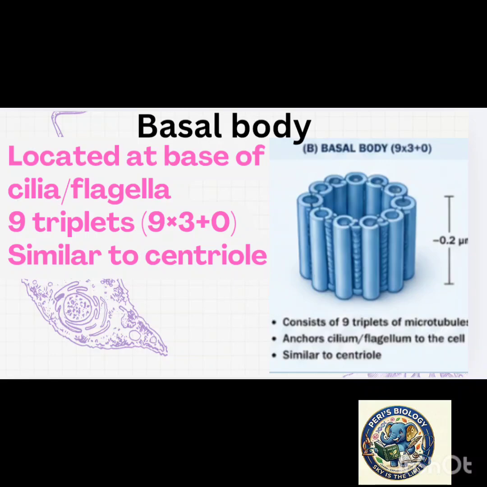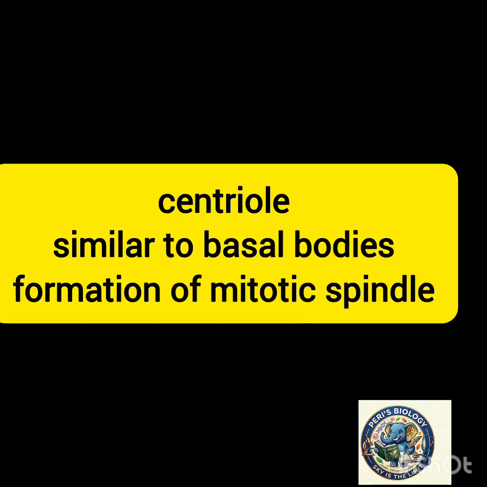Importance of basal body. It provides structure needed for movement. It is essential for cell movement and movement of fluid. It allows cilium and flagellum to beat in a coordinated way. Centrioles. Centrioles are small cylindrical organelles found near the nucleus in animal cells. They help in the formation of mitotic spindle during cell division. Centrioles are structurally similar to basal bodies of cilia and flagellum.